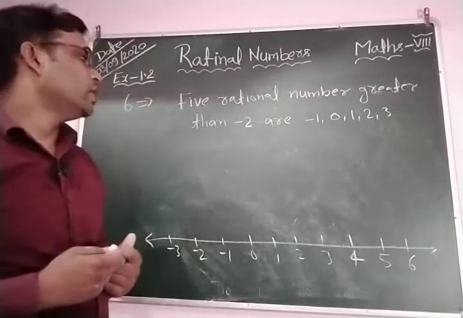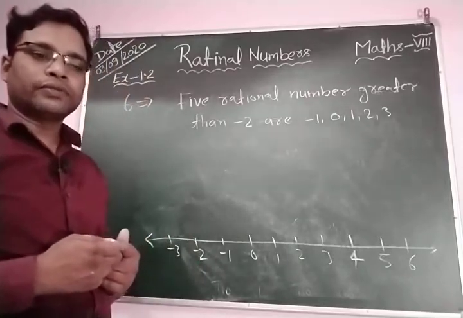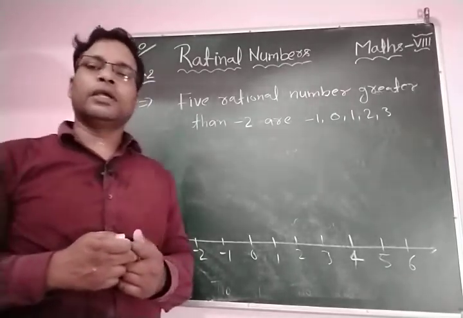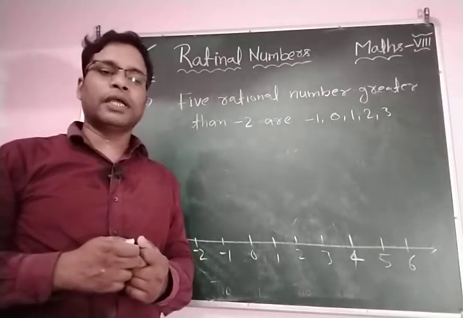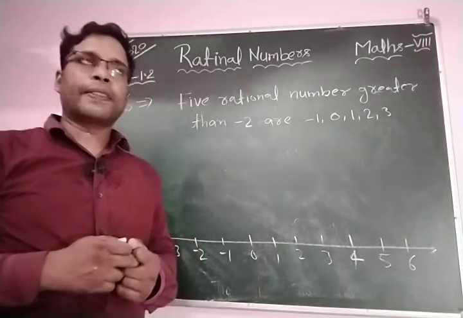So students, I hope all of you understood this question, how to insert 10 or 5 or 4 rational numbers between two given rational numbers, and how to represent rational numbers on the number line.